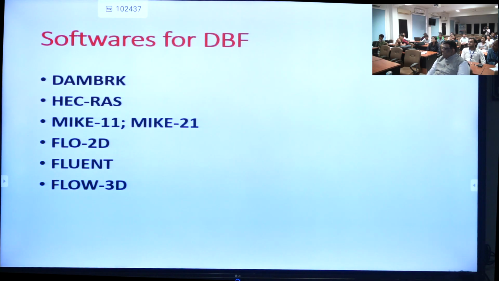Fluent and Flow3D both are commercial softwares, but the specialty of the bottom two is that they are CFD softwares. Meaning all the other ones use the Saint-Venant equations, whereas the bottom two use 3-dimensional Reynolds-averaged Navier-Stokes. So that is the difference. Which is better? Usually we think the bottom two are better because of 3-dimensional flow, but actually the thing is not like that.